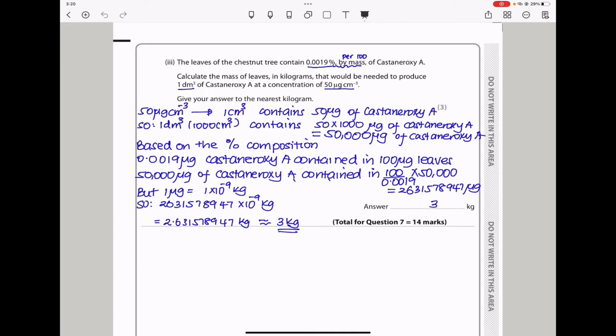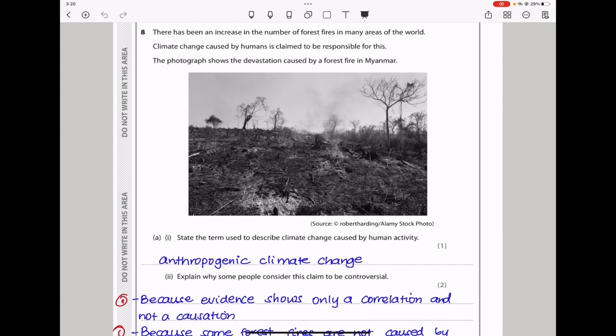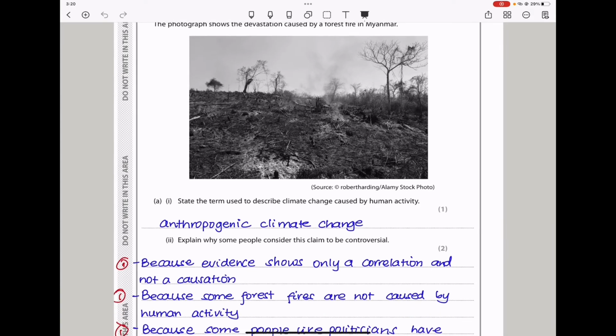So this brings us to the end of question 7. Let's continue to question 8. Question 8. There has been an increase in the number of forest fires in many areas of the world. Climate change caused by humans is claimed to be responsible for this. The photograph shows the devastation caused by a forest fire in Myanmar.